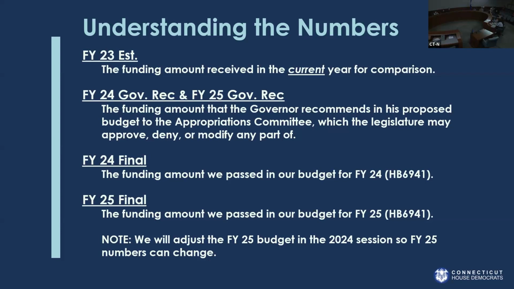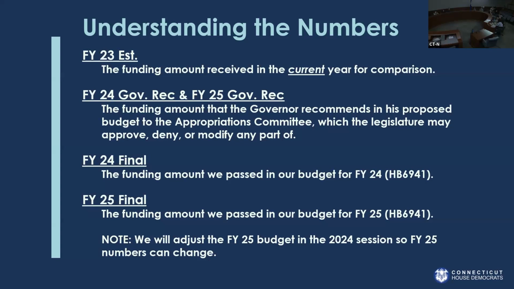So the part you really need to pay attention to is where it says fiscal year 24 final. That is what we passed in this current budget for the upcoming fiscal year. So that's going to be the most useful column to compare with fiscal year 23. If someone's asking you, is my district receiving an increase in town aid road? You look at those two columns because those are going to be the most reliable, applicable ones.